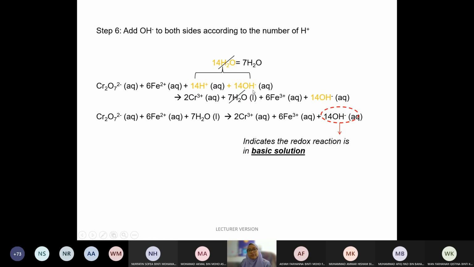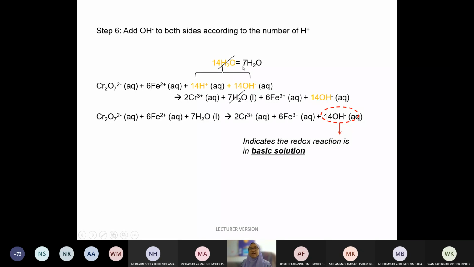We are going to add in the same coefficient for H plus, but for OH minus. Okay, so we are going to add in 14 OH minus on reactant and product side. Okay, alright. So on product side is not a problem because it has OH only. We don't have H plus. But on reactant side, you have to be careful. You make sure that these two need to be combined into producing water, the same amount of water, 14 H2O.